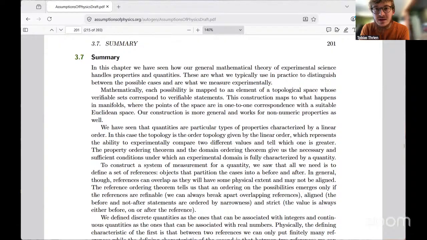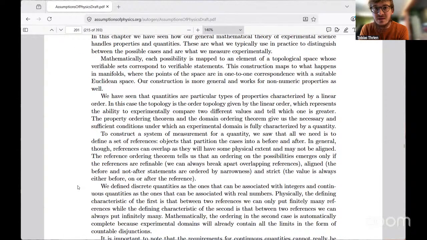We have seen that quantities are particular types of properties characterized by a linear order. In this case, the topology is the order topology given by the linear order, which represents the ability to experimentally compare two different values and tell which one is greater. The property ordering theorem and the domain ordering theorem give us the necessary and sufficient conditions under which an experimental domain is fully characterized by a quantity.